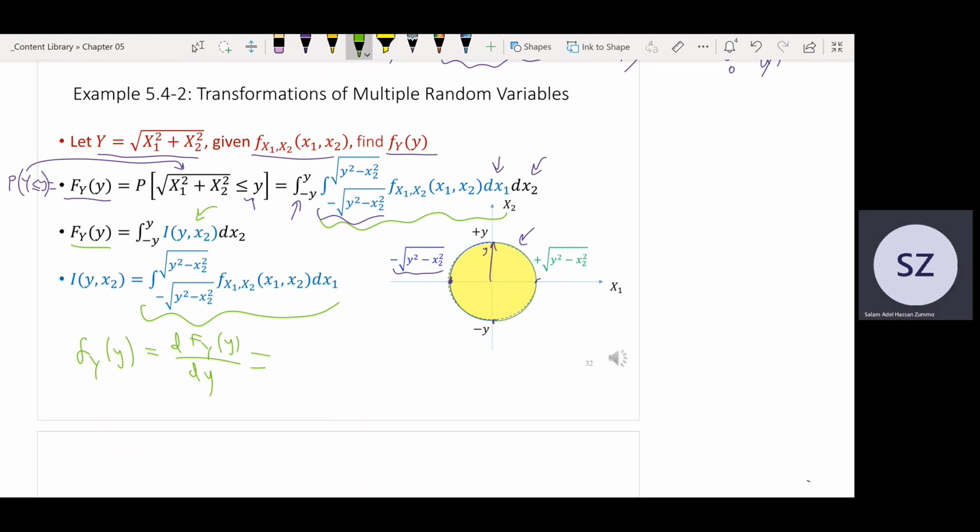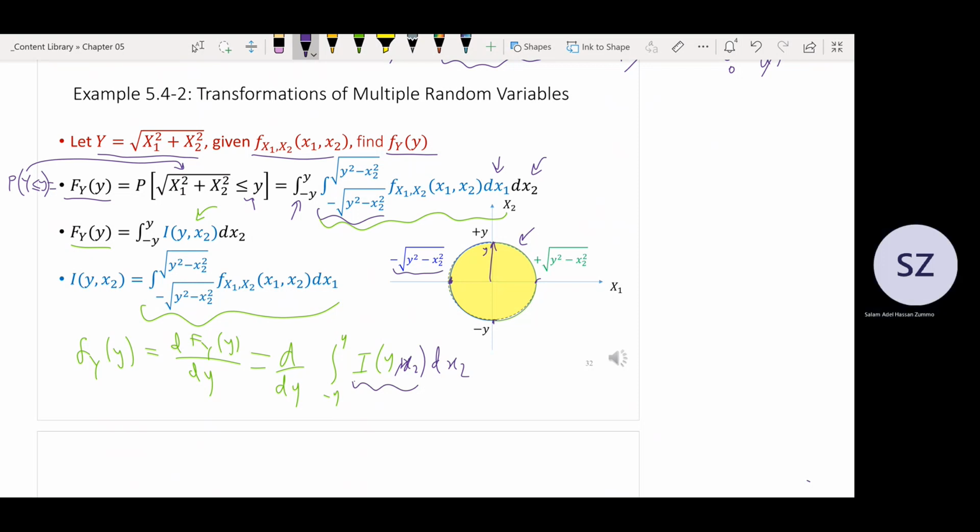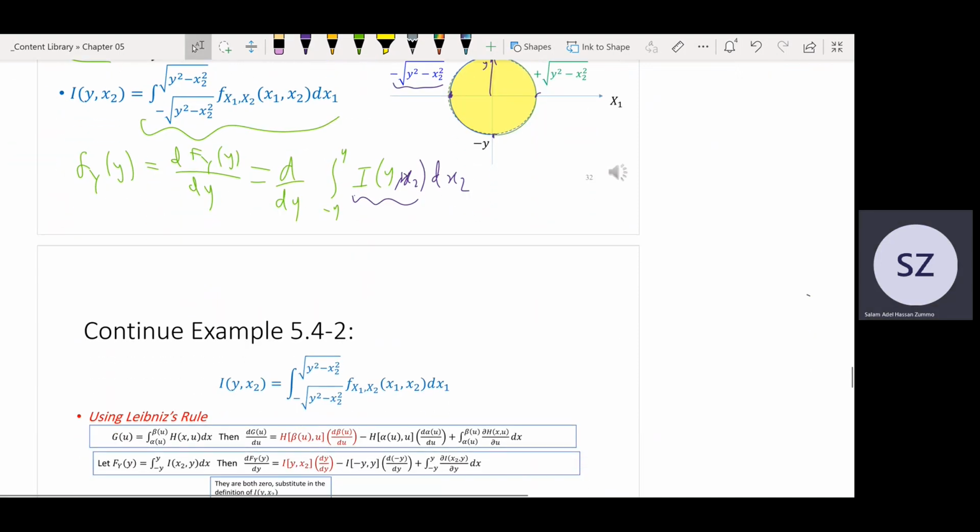So it's the derivative of what? d/dy of the integral from minus y to y of I of y and x2, dx2. So we have here a function of y and x2, and we are differentiating with respect to y. So let's just say limits here with respect to y. Okay. Let's see how to do it.